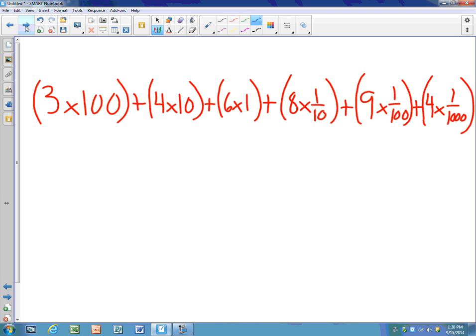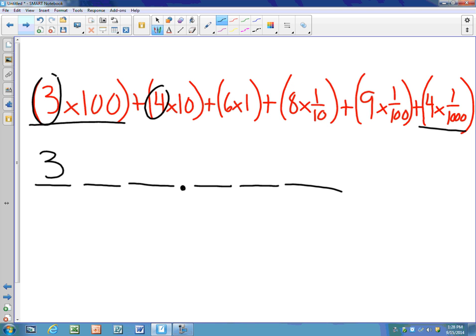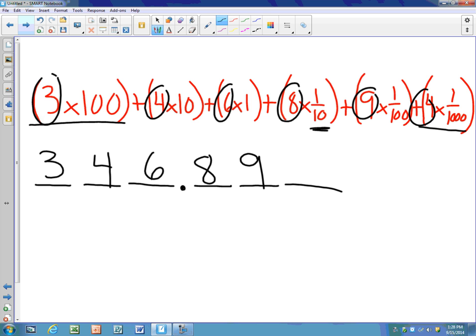We'll try another one. This time there's fractions for me to look at. And we want to see that I'm starting at the hundreds place, and I'm going out to the thousandths place. So I know that I need 3 out here. So I have a 3 in the hundreds place, a 4 in the tens place, a 6 in the ones place, and now I'm on the other side of the decimal because I see the fraction here. So there is an 8 in the tenths place, a 9 in the hundredths place, and a 4 in the thousandths place, giving me the number of 346 and 894 thousandths.